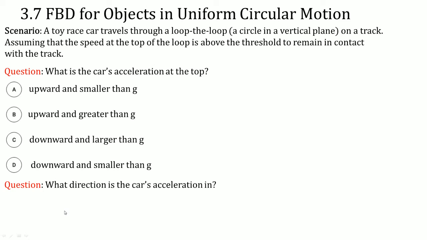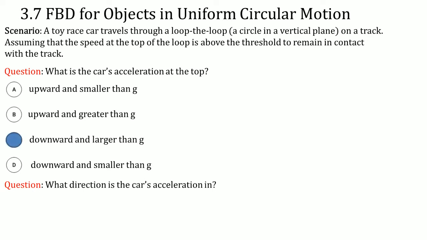Scenario. A toy race car travels through a loop-the-loop, which is a circle in a vertical plane, on a track. Assume that the speed at the top of the loop is above the threshold to remain in contact with the track. Question. What is the car's acceleration at the top of that loop? Here are your choices. The answer would be C.